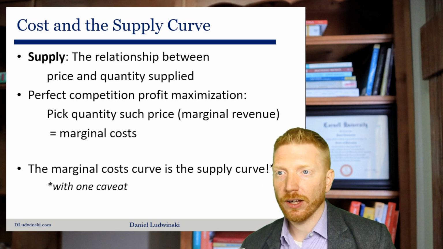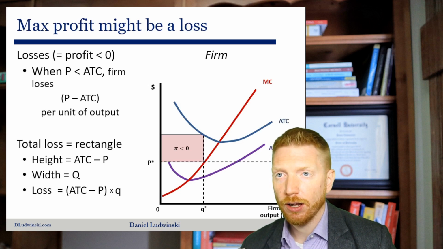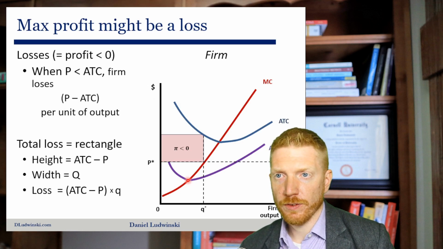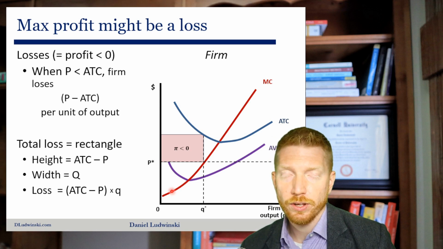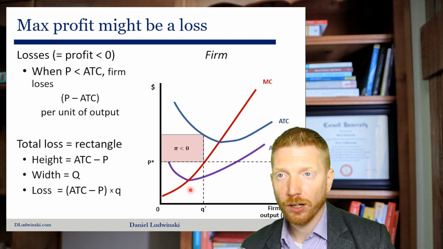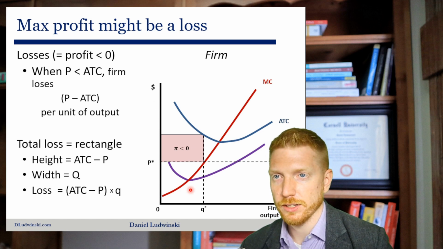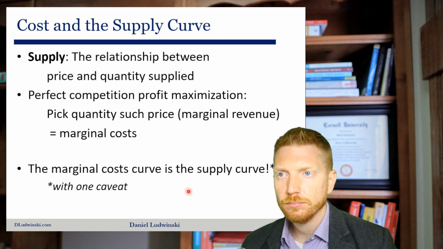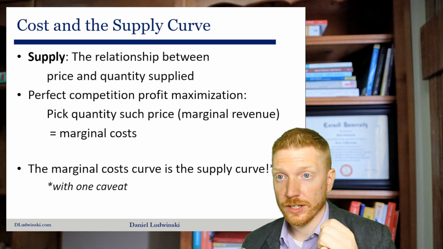There is one caveat. It might not be worth it to produce at all. We'll talk about that in more depth in our next video. But just to preview it, if the price is so low that you're not covering your variable costs, then it's not even worth it to produce right now. Just shut down and be done with it. So in general, though, the marginal cost curve is the supply curve.